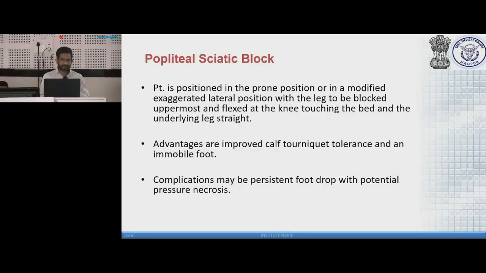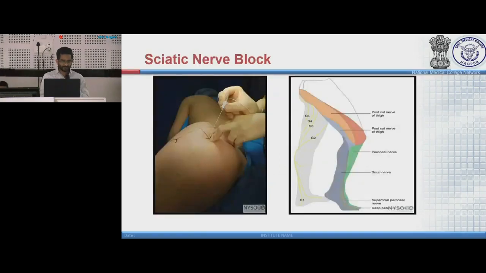Next is popliteal sciatic block and sciatic nerve block. I will discuss sciatic nerve block. For sciatic nerve block, landmarks are greater trochanter and ischial tuberosity. Draw a line from ischial tuberosity to greater trochanter, and the midpoint of this line is the point of entry of the needle.